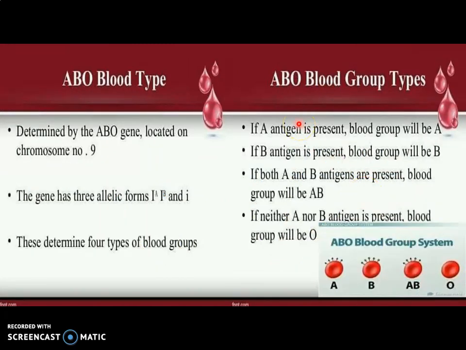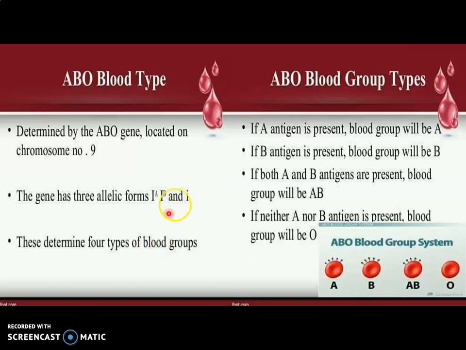ABO blood group system is determined by the ABO gene that is always located in a chromosome. The gene has 3 allelic forms. Here you see the allelic form of antigen A, antigen B, and the no antigen, which is the one we call O. It's called O because there is absence of antigen on the surface of this blood.